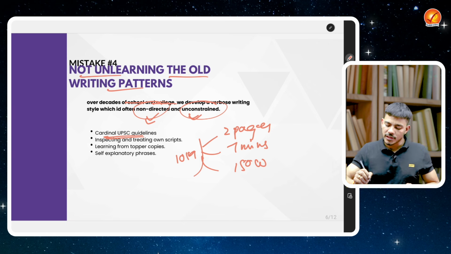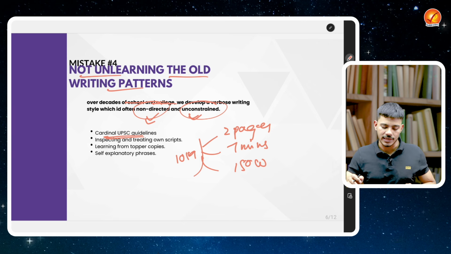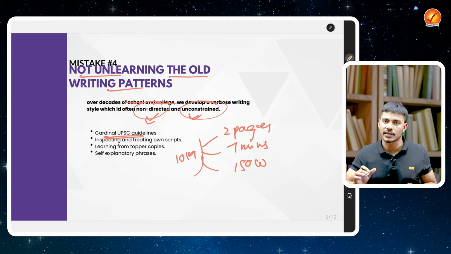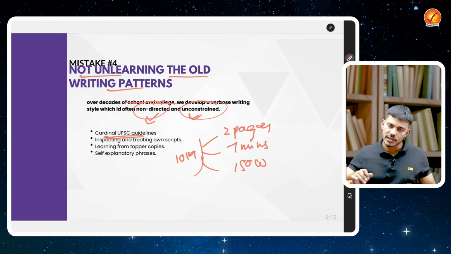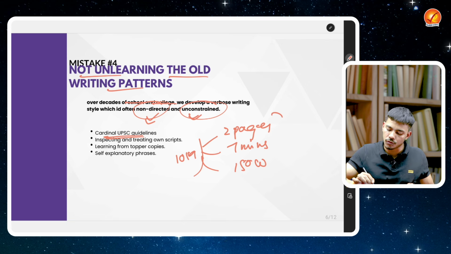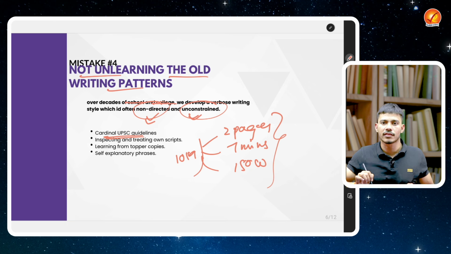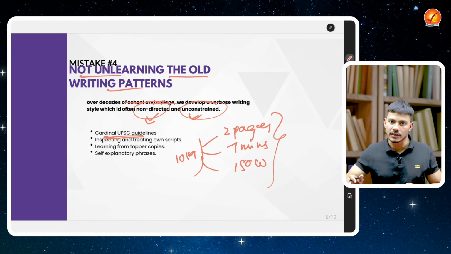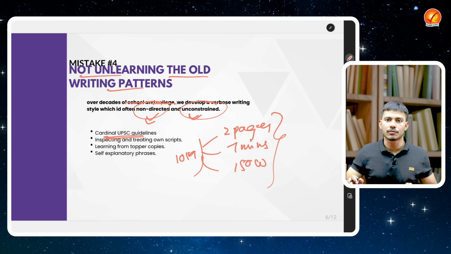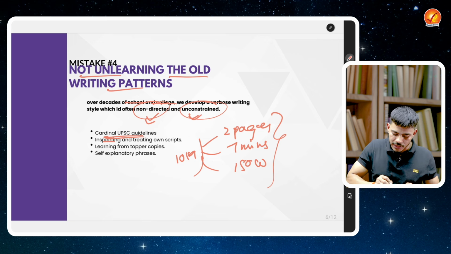Okay, so UPSC mains answer writing is a very directed, very constrained exercise. Whatever we have to write must be within the conditions of space limit, time limit and word limit. So always keep this in mind, and in order to come up with good quality answers following these cardinal guidelines, we have to have a very crisp writing style with brevity.